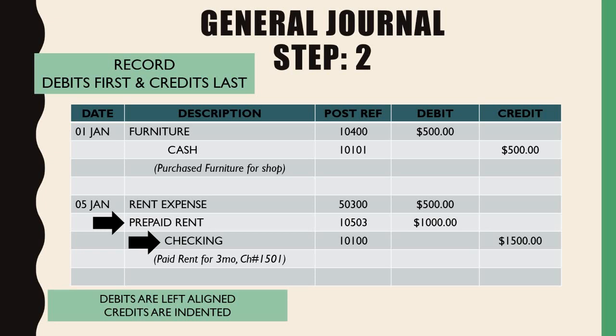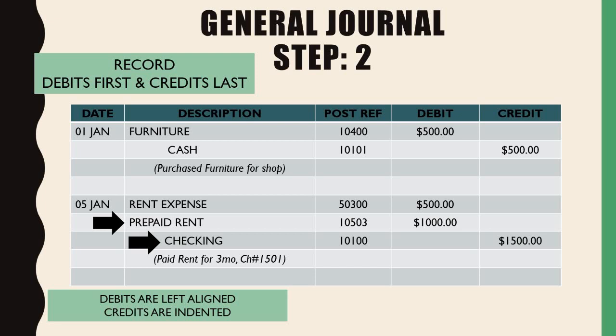Now, how do we place our accounts into our journal? When we look at a business transaction, for instance, the second one, where the arrows are, we made a payment for rent. The landlord expected us to pay a month in advance. And how did we pay for it? We paid using our checking account. We wrote them a check.